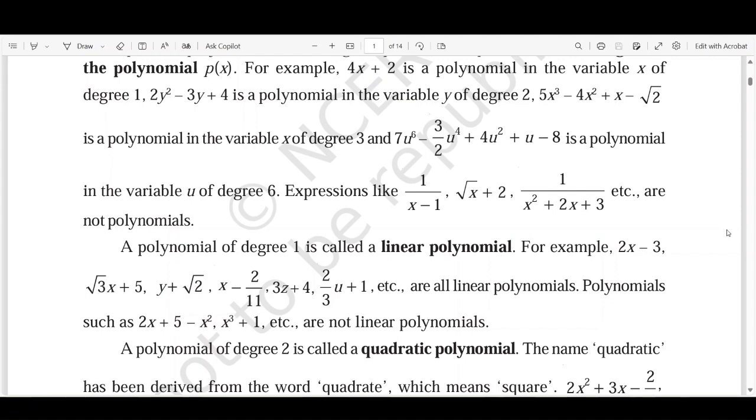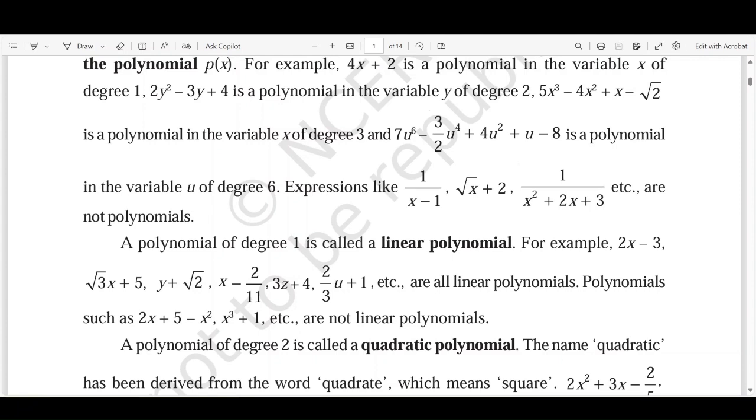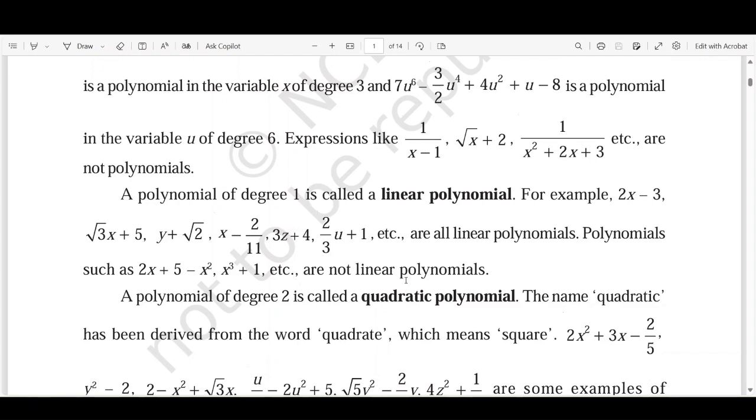And the last one is 1 divided by x square plus 2x plus 3. Here also, the expression got divided by the variable. Therefore, this is also not considered to be a polynomial. So, depending upon the degree of the polynomial, we classify them to be linear, quadratic, cubic, etc. So, let us discuss that.